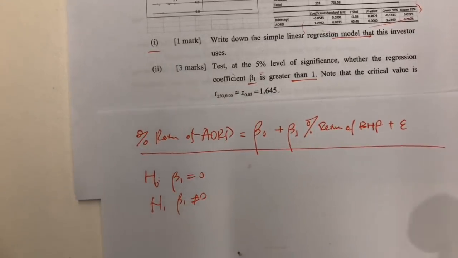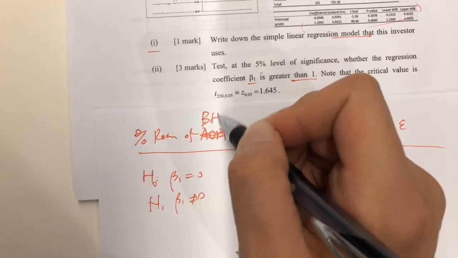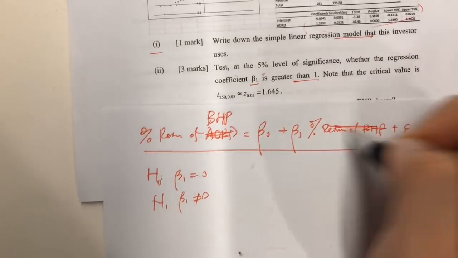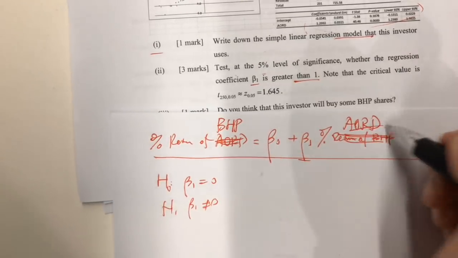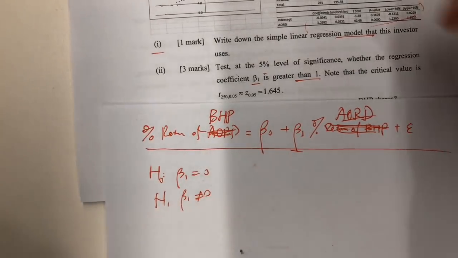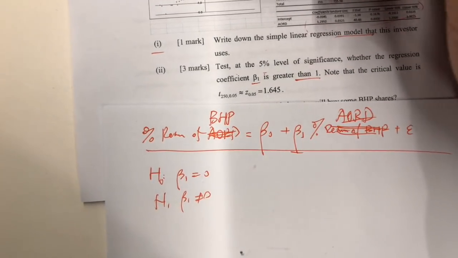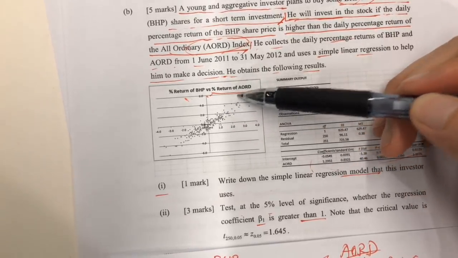The dependent variable should be BHP. Yeah, we want to see if BHP is greater than AORD. Sorry about that. This is like the calculation of beta, right? We need to see this is the return of BHP against the return of AORD.